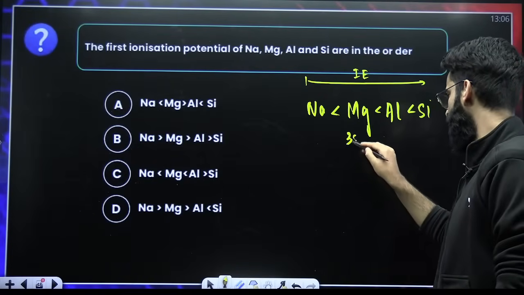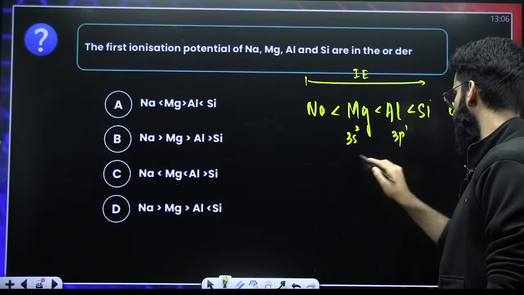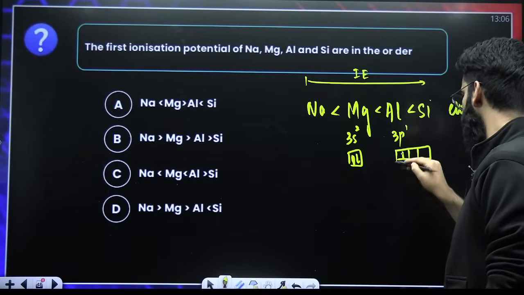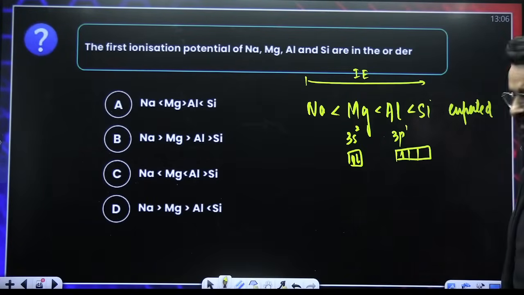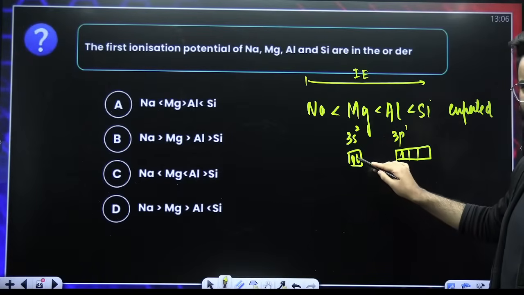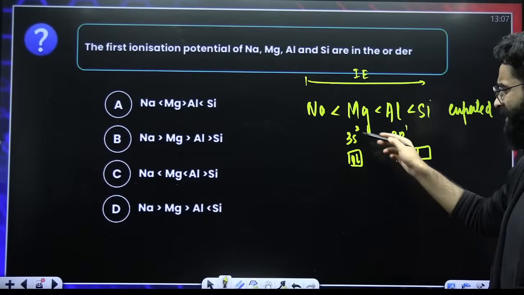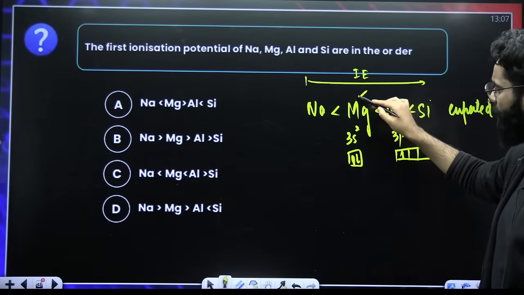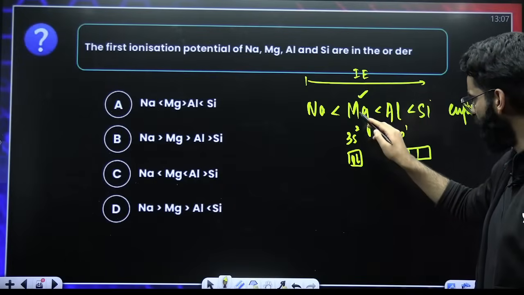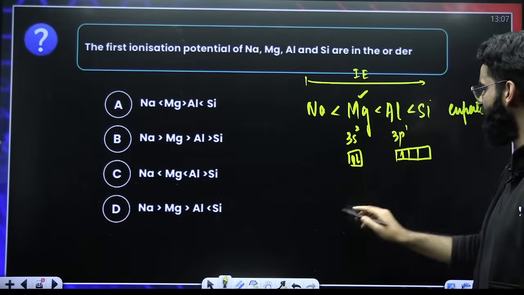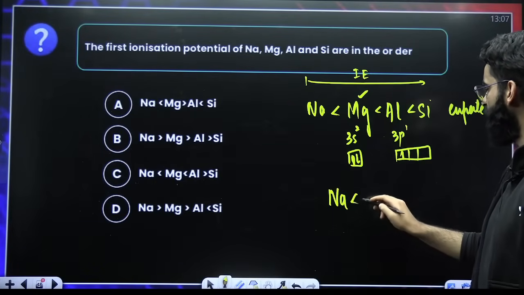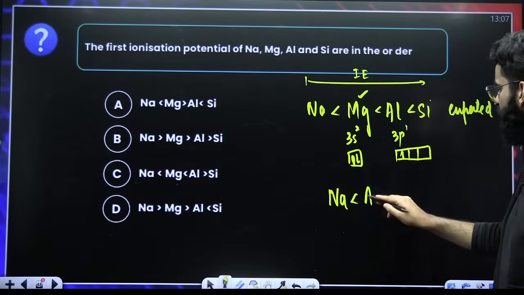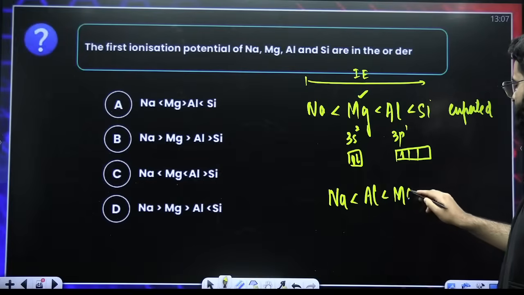No. Magnesium has a 3s2 configuration, while here you have a 3p1 configuration. This is completely filled, and this is partially filled. Or you can say s has more penetration power. So to take the electron out from here, you have to supply more energy. So the ionization potential of magnesium has to be greater than that of aluminum.